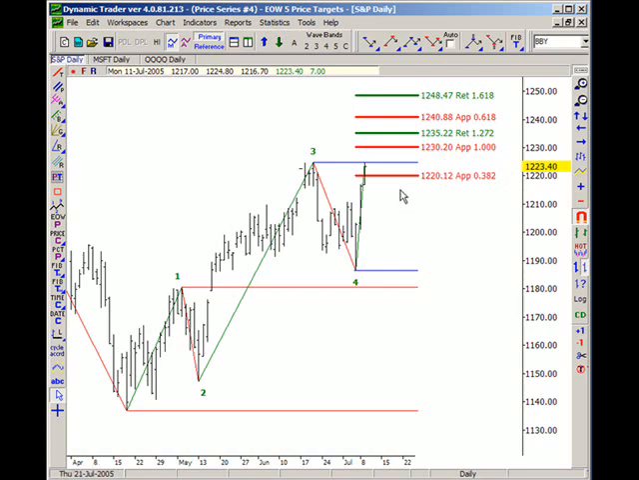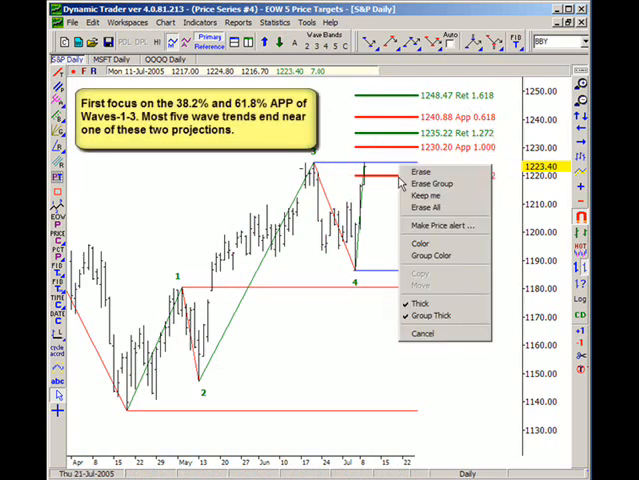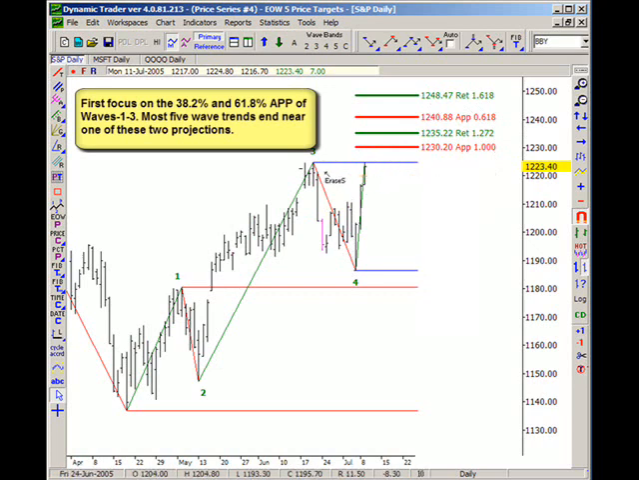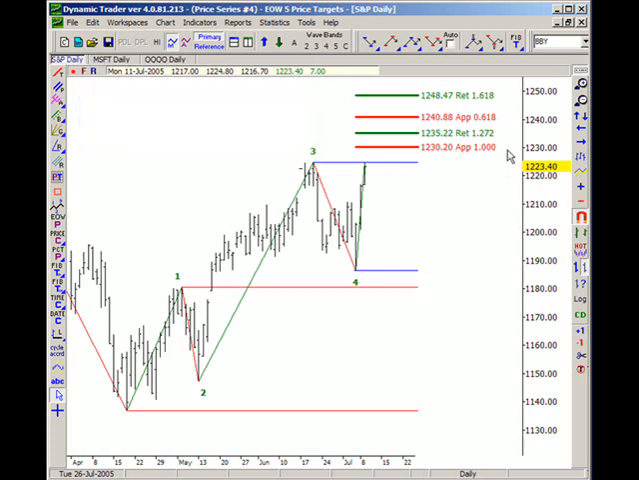So typically a wave 5 ends near either the 38% or the 62% alternate price projection of 1 through 3, and typically it doesn't exceed the 162% external retracement of 4. So we first focus on the 38 and 62. Now the 38% alternate price projection of 1 through 3 is below this high of wave 3, so it's not relevant. So what zone do we have with one projection from each of the other sets?